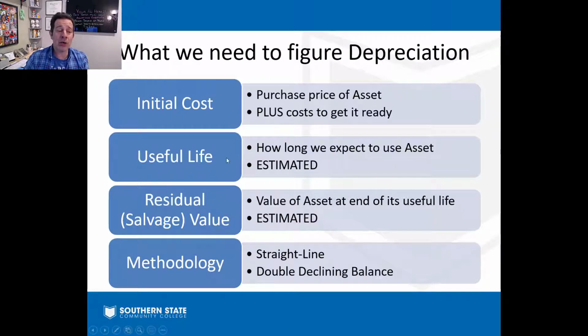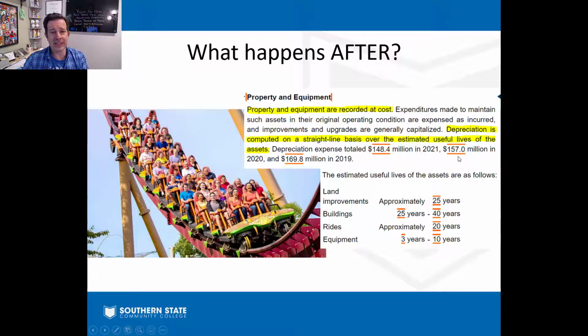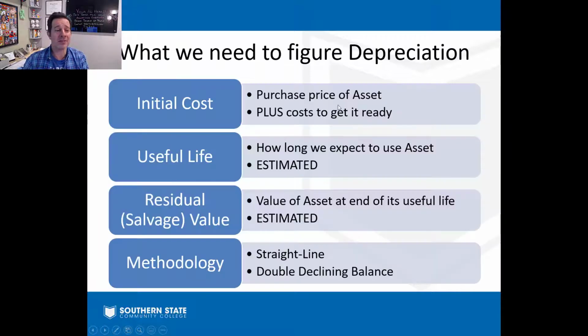We also need to know useful life, how long we expect to be able to use our asset. And that's an estimate. As you can see back on the Kings Island example, they say the estimated useful life, about 20 years. Maybe a little bit more, maybe a little bit less. But we need to have some kind of a number for the estimated useful life.